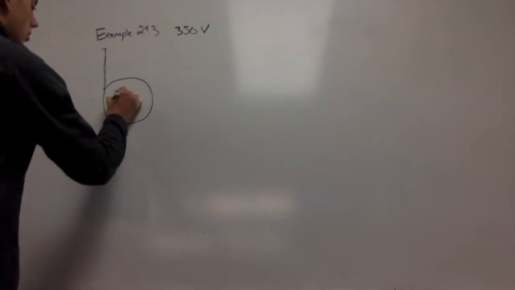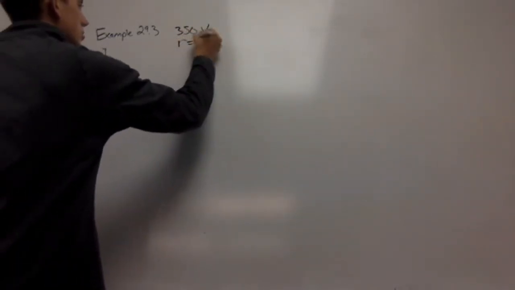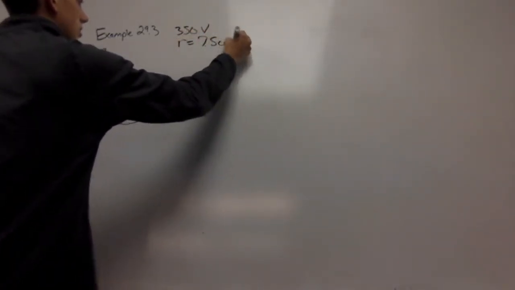Some values we have: the electrons are accelerated from rest through a potential difference of 350 volts. So we have 350 volts, and then they enter a uniform magnetic field. This is the uniform magnetic field here, and this has a radius. Radius is equal to 7.5 centimeters.